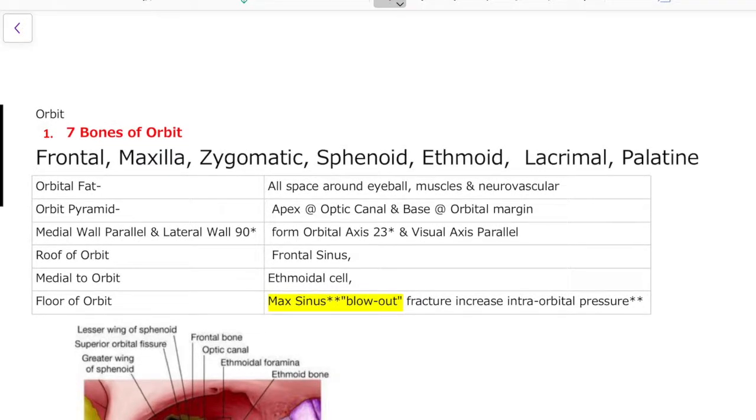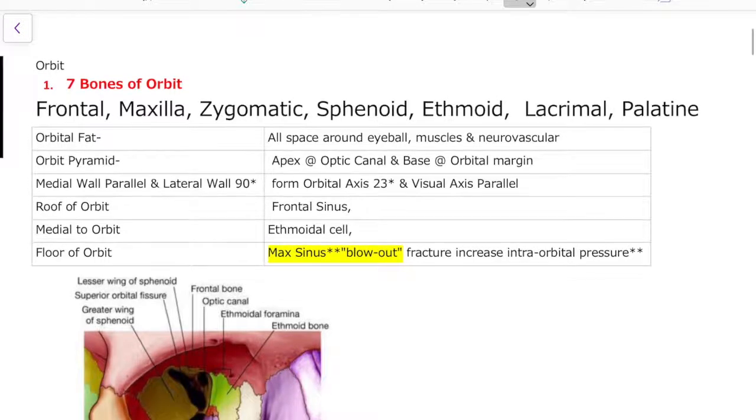We have 7 bones of the orbit. We have the frontal, maxillary, zygomatic, sphenoid, ethmoid, lacrimal, and palatine bone. All of these bones contribute to the eye skeletal in some way. So we have the eye, which is everything like the eyeball, the muscles, and the neurovascular bundle, and all of the space that is not the eyeball and the muscles is called the orbital fat.